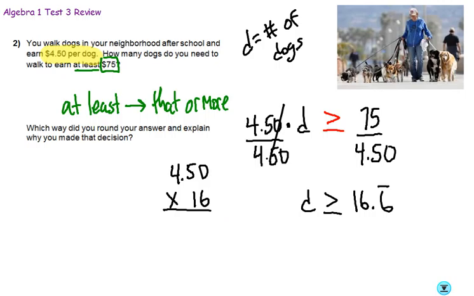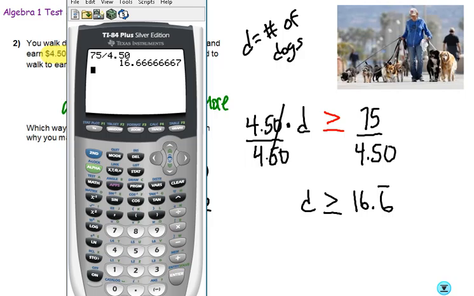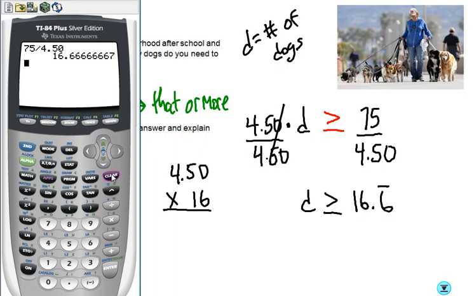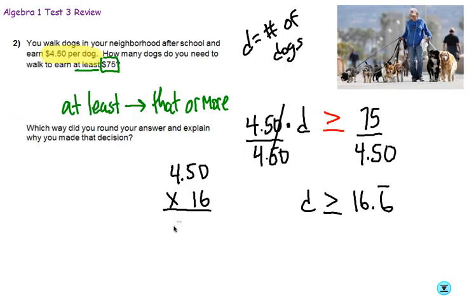Well, let's say I did 4.50 times 16. If I did that, 4.50 times 16 dogs, I get $72. Well, did I reach my goal? No, because my goal was to make at least $75. So I'm thinking I'm going to need to round up to 17, but let's verify that.